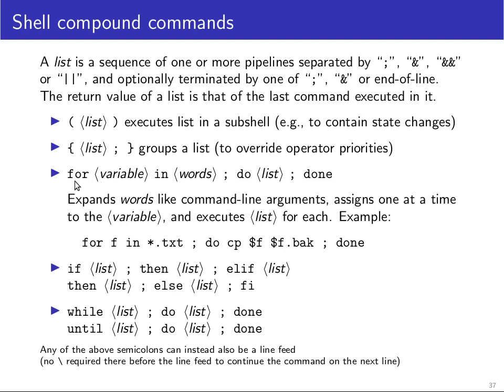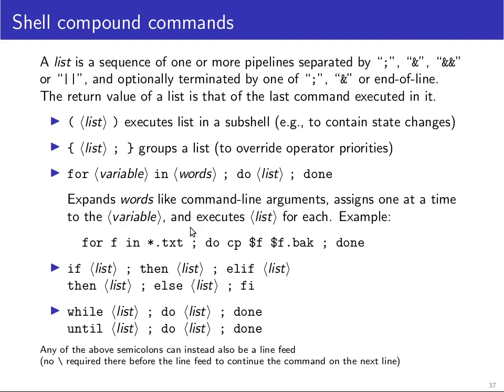A for loop is the keyword for, then the name of a variable, then the keyword in, and then a list of words just separated by spaces, just like command line arguments. The usual expansions, path expansions and so on, will be applied to this list of words. Then a semicolon to indicate the end of the list of words, then the keyword do, then a list of commands that you want to repeat, terminated by a semicolon, followed by the keyword done. And then what the for loop does is it expands the words just like command line arguments, and then one of the resulting words at a time will be assigned to this shell variable here, and this shell variable is then set while the list executes for each word.